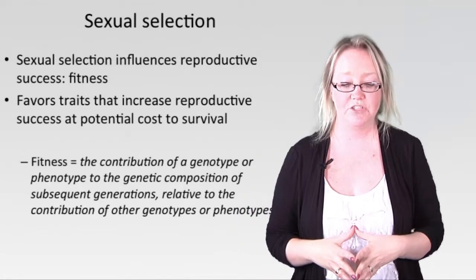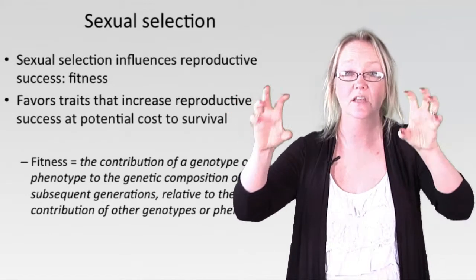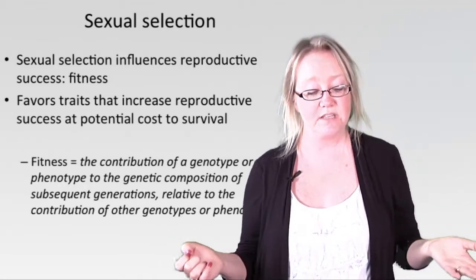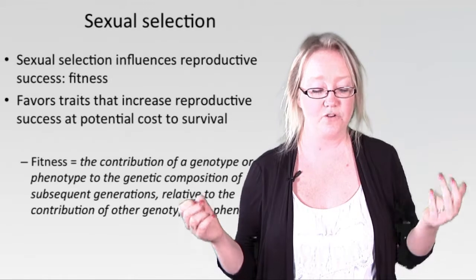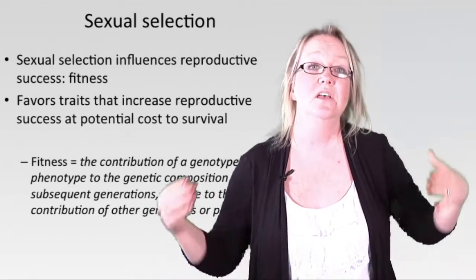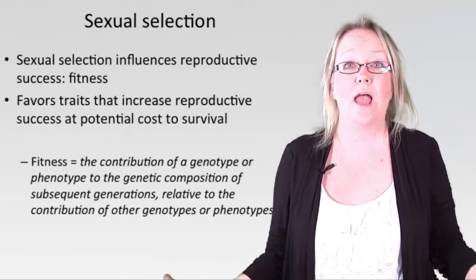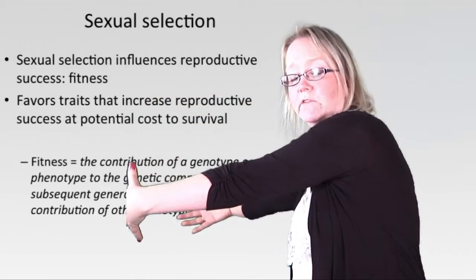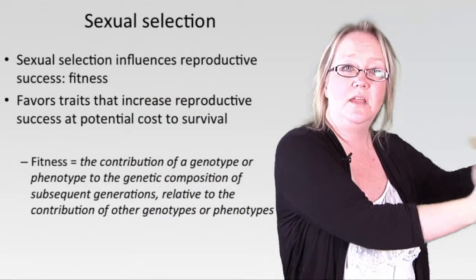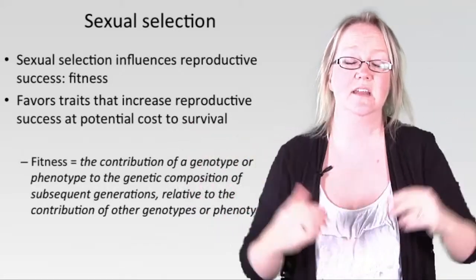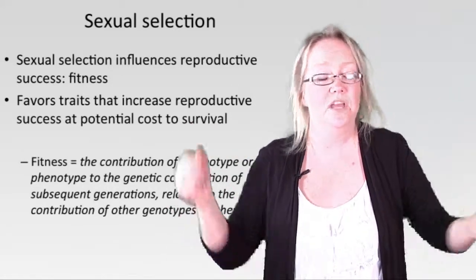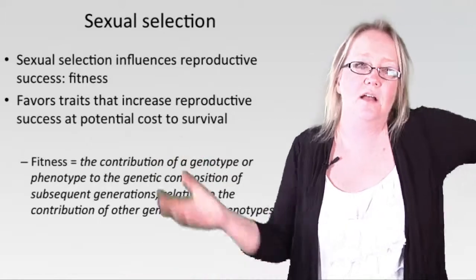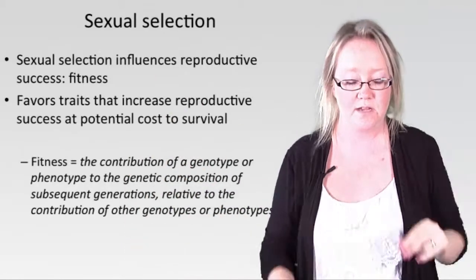So fitness, the contribution of a genotype. Okay, genotype is our two alleles, what our genes actually say, or phenotype, what is expressed, to the genetic composition of subsequent generations relative to the contribution of other genotypes or phenotypes. So how many of your genotypes or phenotypes end up in that next generation in comparison to Joe Schmo over here or Silly Sally over here? How many copies did they get into the next generation? Okay, so how fit are you? If you're really fit, woo, you got offspring all over the place. Maybe Joe Schmo and Silly Sally are not quite so fit and they didn't end up with offspring in the next generation.